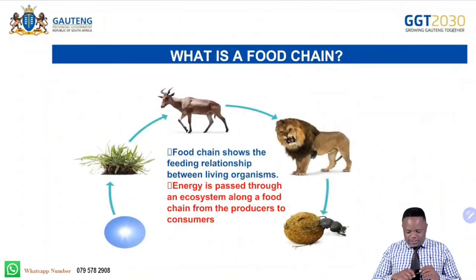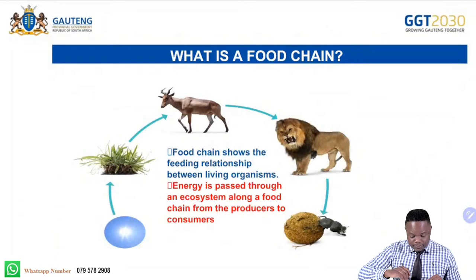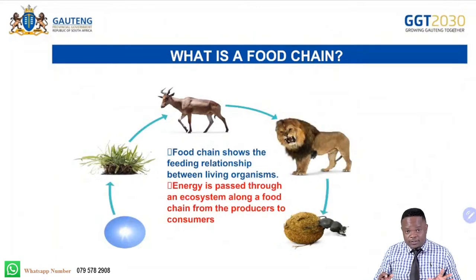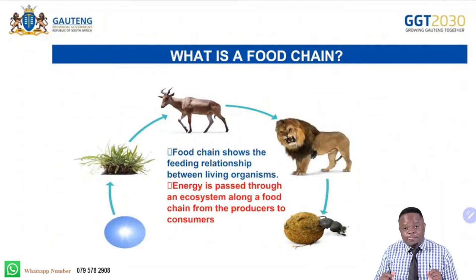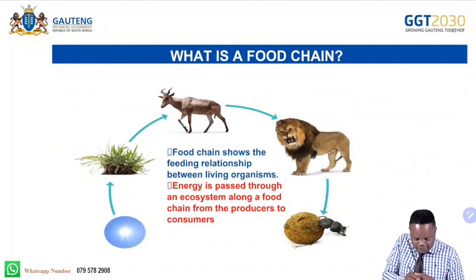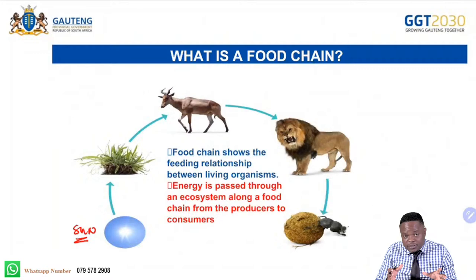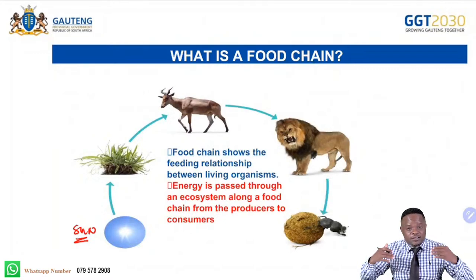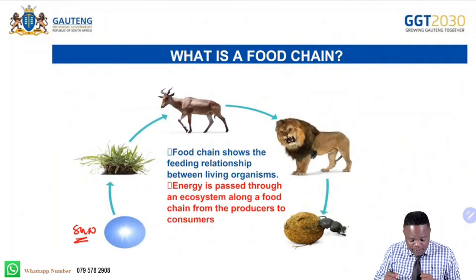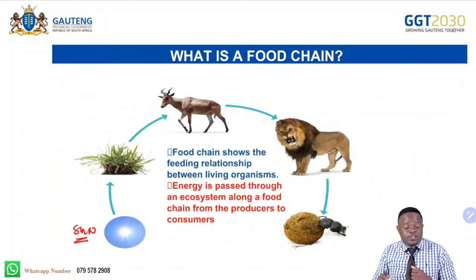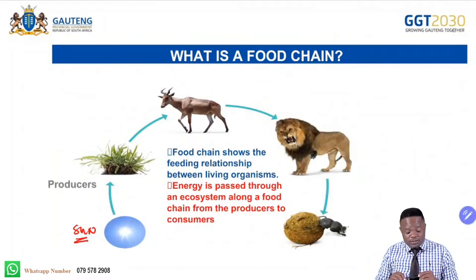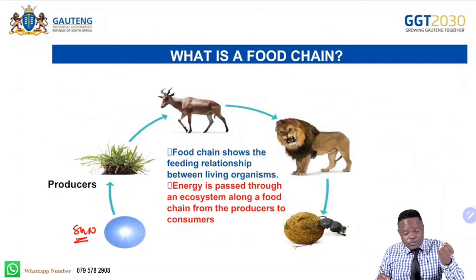Let's take a look at this interesting chain. I call it a food chain, but I'll show you the way that you are expected to write your food chains. So we have our sun there, which we say is the ultimate source of our energy. It releases our light energy. And then we have the plants there, which are the producers, all right? So the plants use the light energy, photosynthesis, okay?